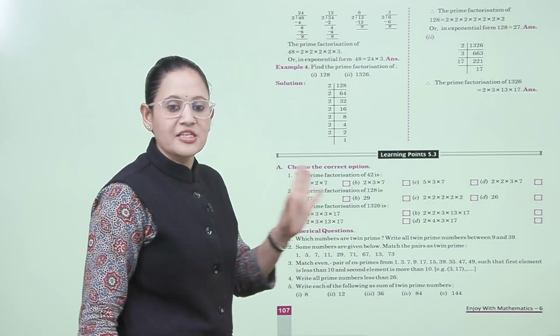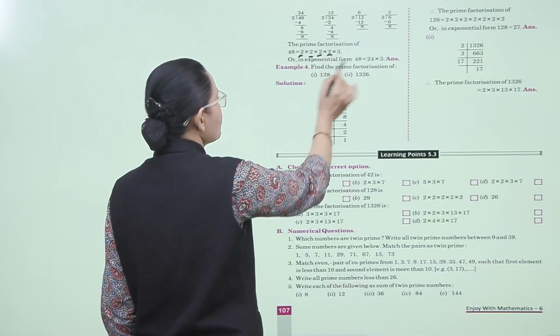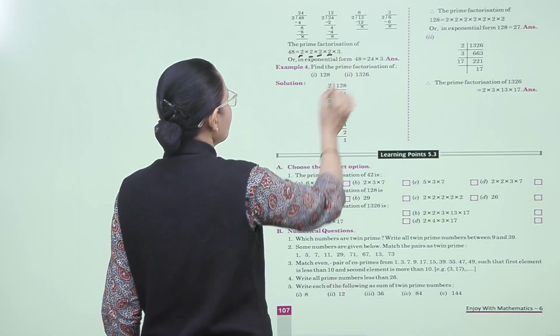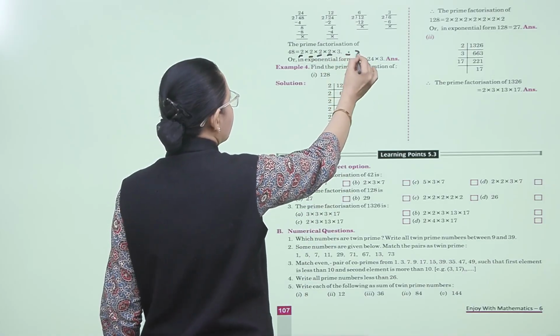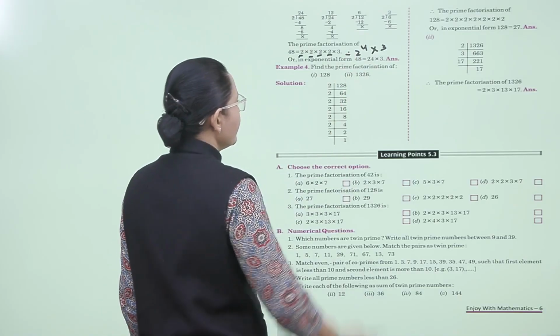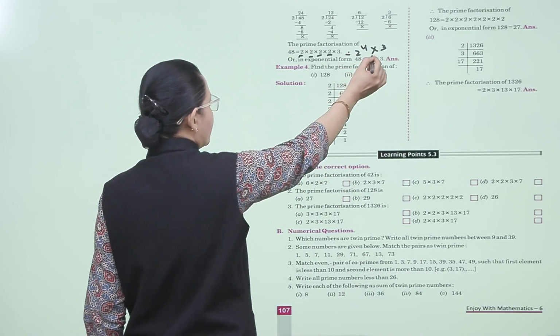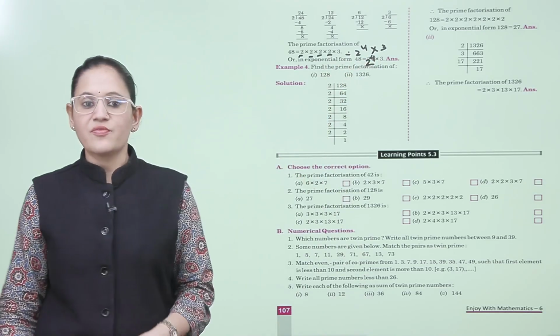Now, we have to write it in exponential form. How many times is 2 there? 4 times. 2 to the power 4 into 3. Clear? That is the exponential form.